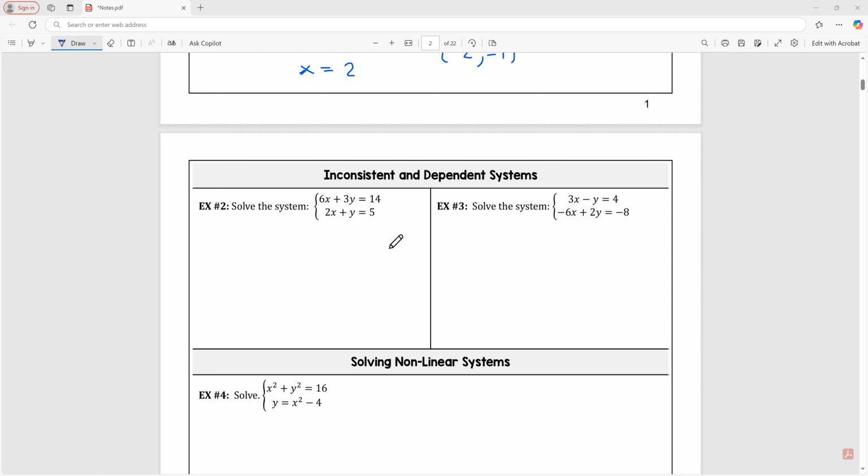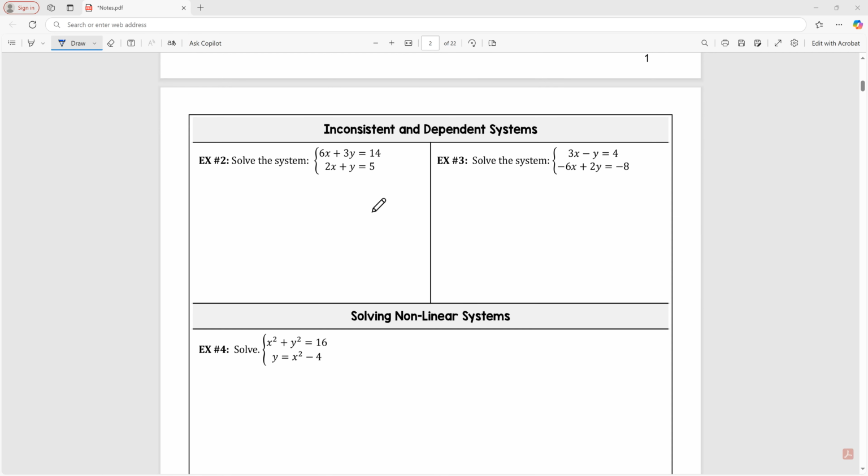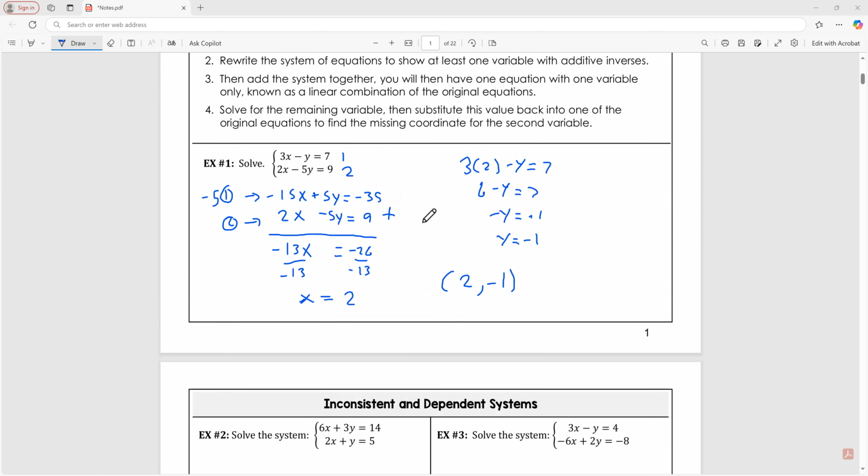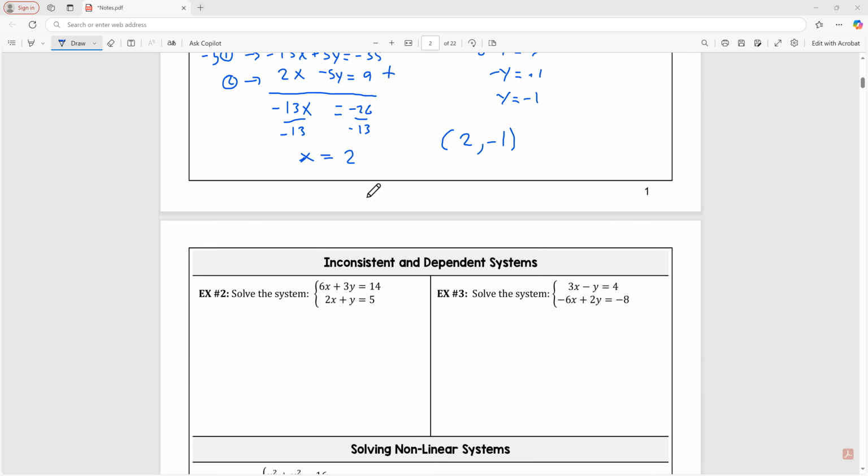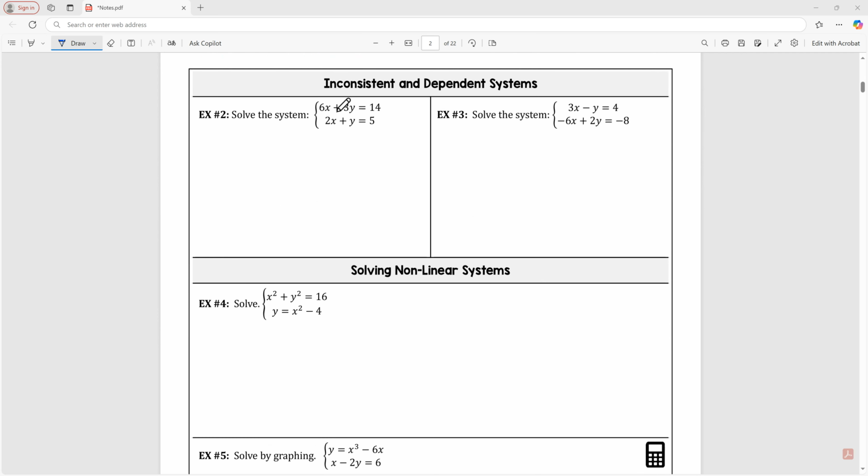That was elimination. I now want to show you what inconsistent and dependent systems would look like. So this here was a situation where we had two lines intersecting. What if I didn't? What if I gave you this? I have 6x plus 3y equals 14 and 2x plus y equals 5. I'm going to still do elimination. I'm going to take my second equation and multiply it by negative 3. So I'm going to leave my first equation, my equation number 1, exactly the same.